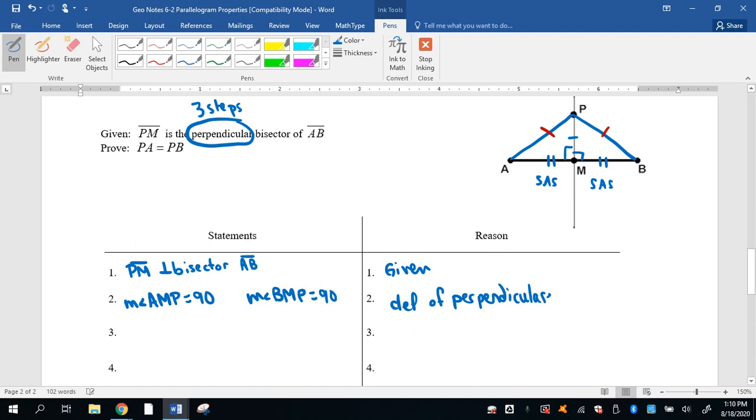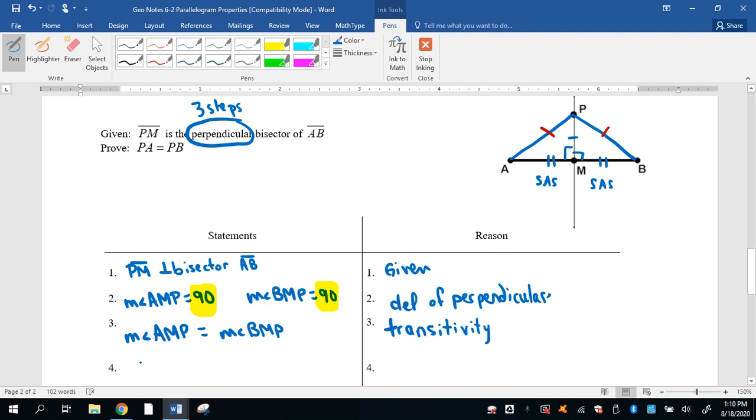Do you remember what's next? Yes, you're right. Transitive is next. We have 2 of these, each have a 90-degree angle. Since they both equal 90 degrees, I'm going to just highlight those so you can see, oh yeah, this is a transitivity step. So I'm just going to write down transitive property, which means that both of those measures, measure of angle AMP and measure of angle BMP, are equal to each other since they both are 90.